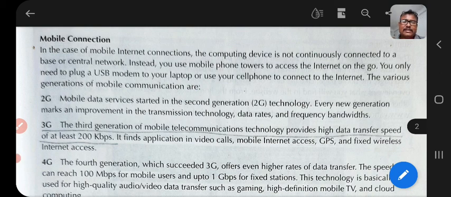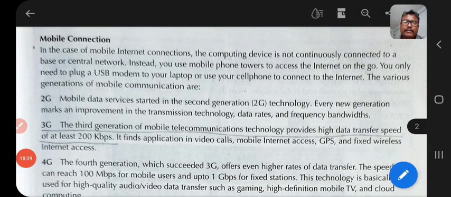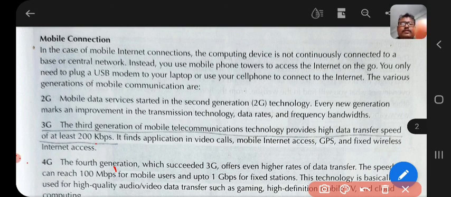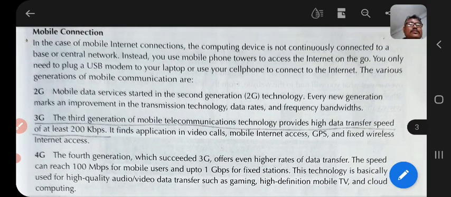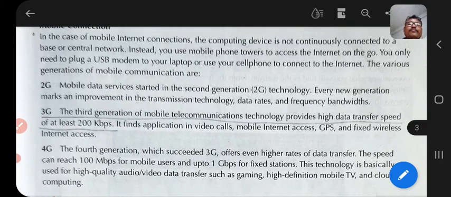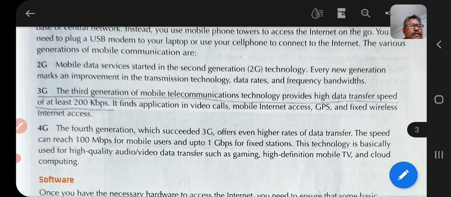The various generations of mobile communications are given here. The first one is 2G, second is 3G, then 4G. And after 4G is 5G, which, as you students know, has still not yet started in India. Now, what is this 2G, 3G and 4G? We know about 2G, 3G, 4G and 5G, so let us know elaborately.